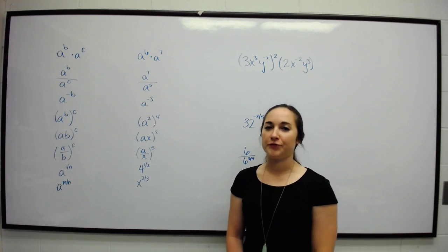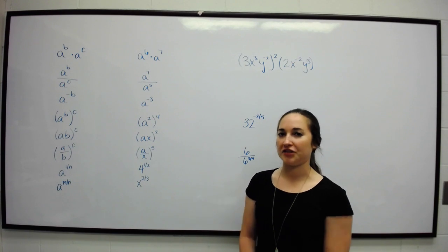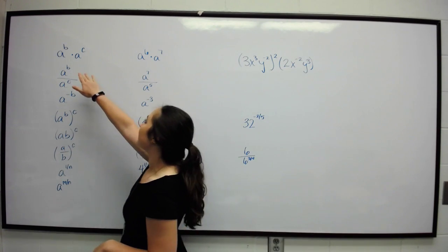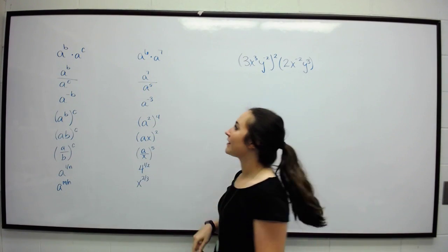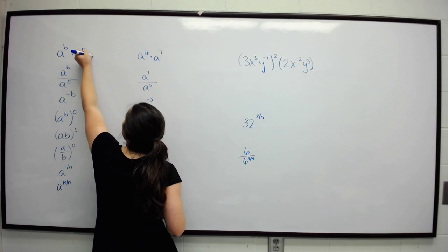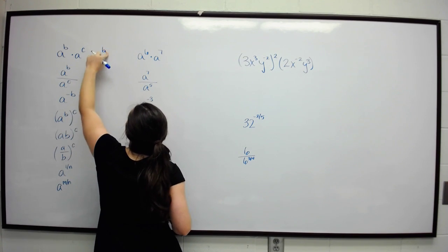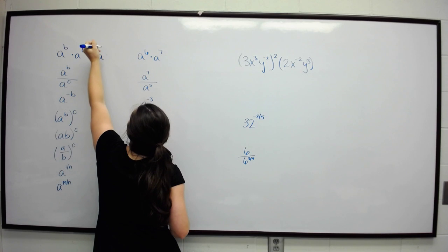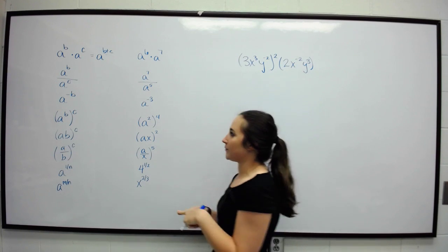In this video, we will be reviewing the properties of exponents and using those to simplify expressions. So let's begin. If we have a to the b power times a to the c, then we can rewrite that as a to the b plus c power. Whenever we have the same base and we're multiplying, we can add the exponents.